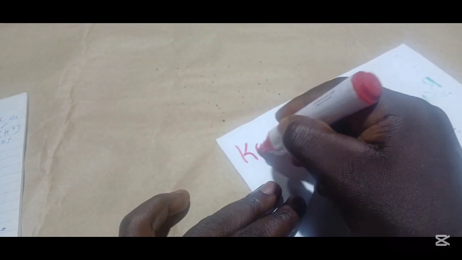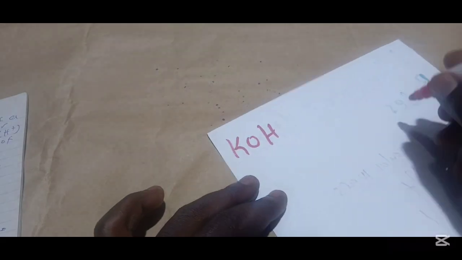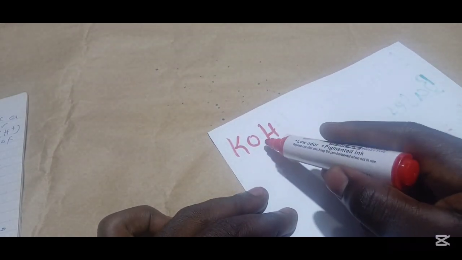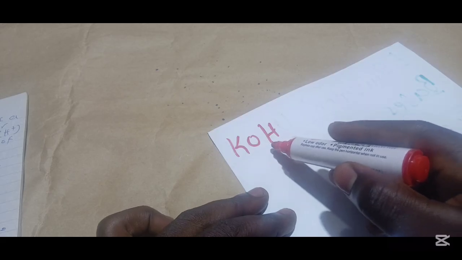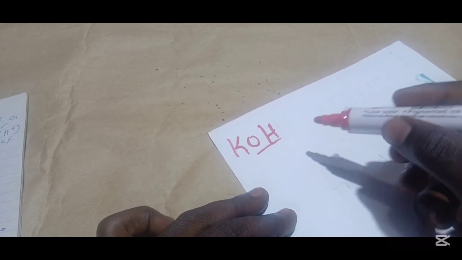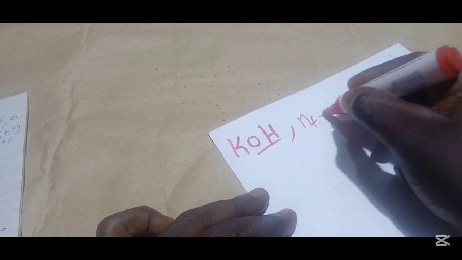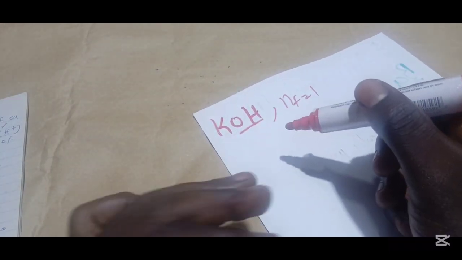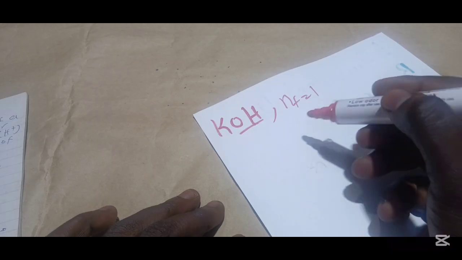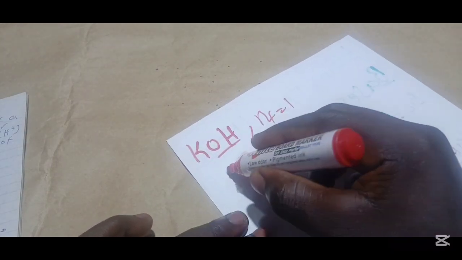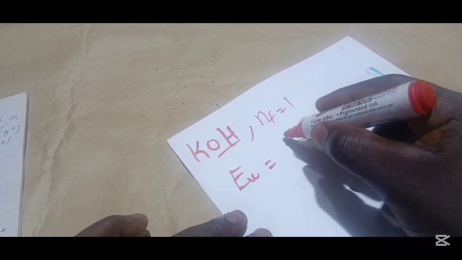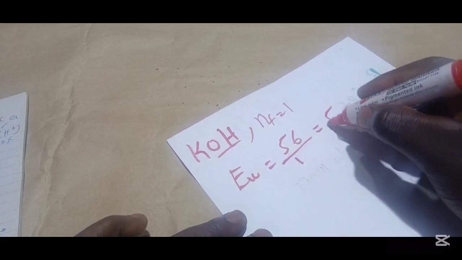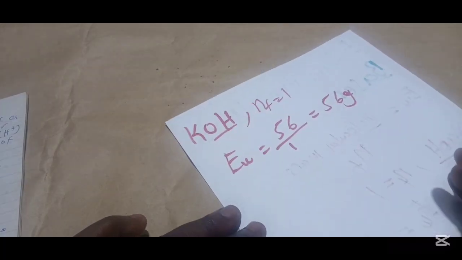Equivalent weight for KOH. First of all, we look at the n factor, and this is a base. The n factor will come from the number of OH ions that the base can supply per molecule. So looking at this, we have only one OH ion, so our n factor equals 1. And the molecular mass for KOH is going to give us 56. So our equivalent weight for KOH equals 56 over 1, which is 56 grams.